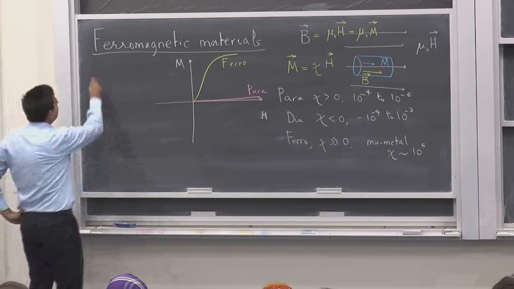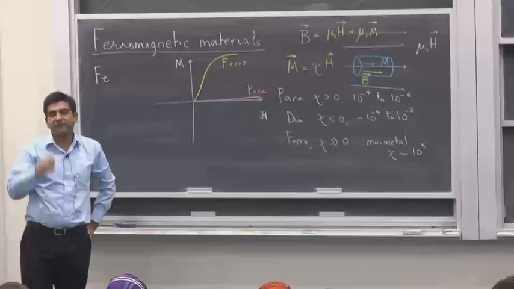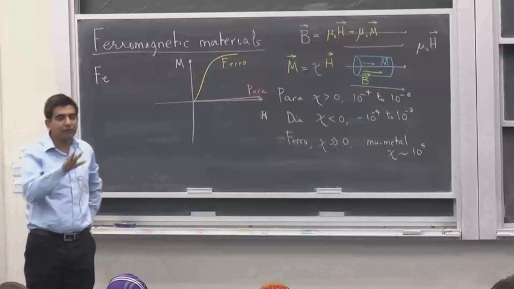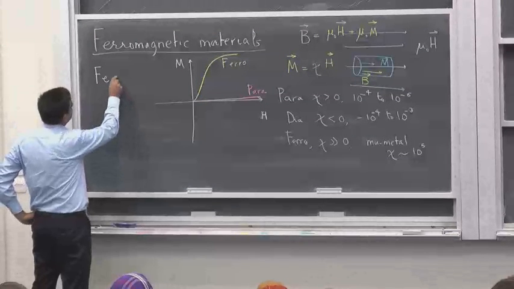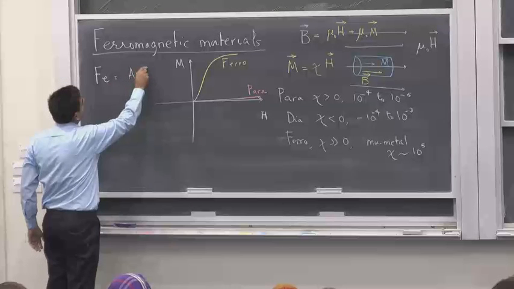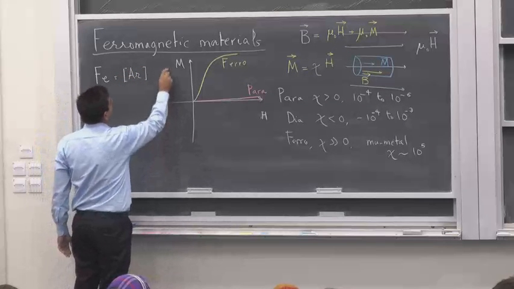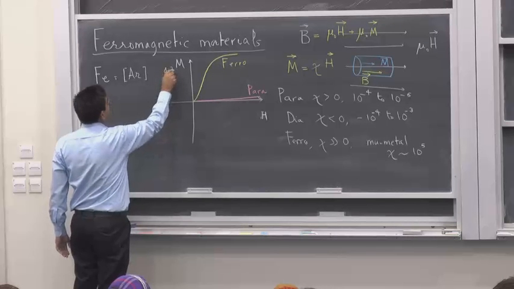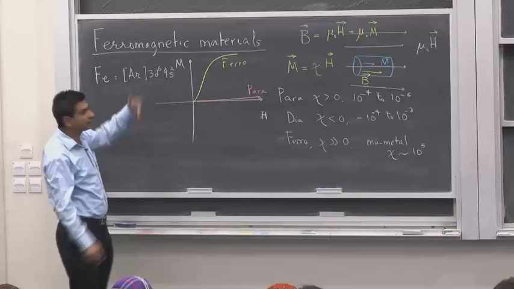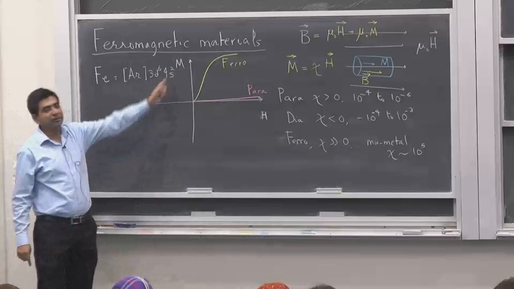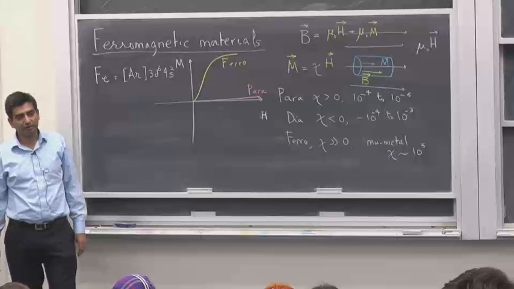Now, if I consider the element iron, iron is a ferromagnetic material. It's an element, and only 5 elements of the periodic table are ferromagnets. So iron has an electronic structure which goes as an argon core, and then it has 4s2 and 3d6. So it has 8 electrons outside the argon core. 2 electrons are in the 4s orbital, and there are 6 electrons in the 3d orbital.